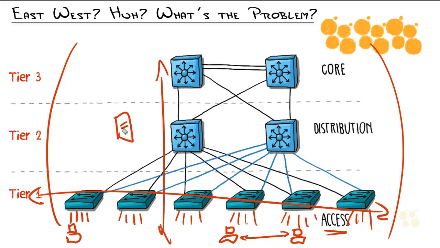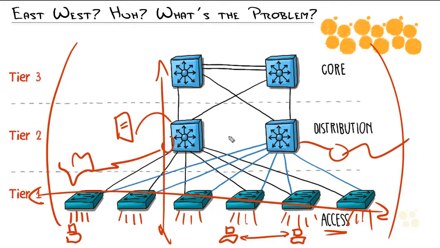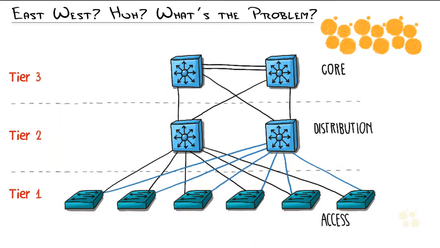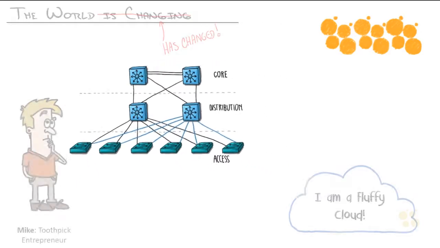We plug our servers up here. We plug our internet routers up here, and we've got redundancy because that's what we sold, Mike. We've got all of this stuff. So all of that traffic flow is like up, down, up, down. You get the idea, right? Up, down equals north-south. But the fact is, the world is changing.